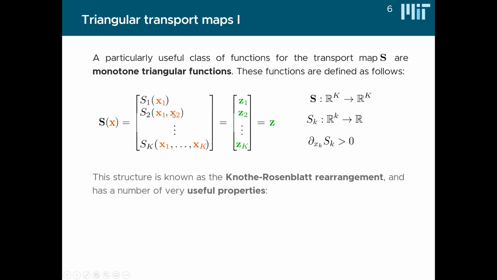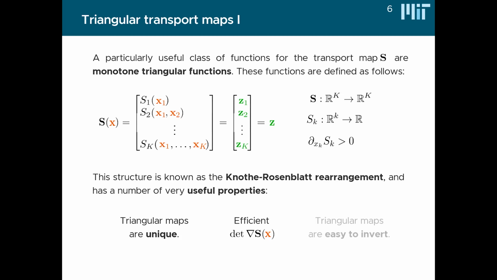And this structure, also known as a Knothe-Rosenblatt rearrangement, has a number of very useful properties for the applications we'll consider in the experimental section later on. First of them, triangular transport maps are actually unique. So between any two given distributions, there's exactly one map which maps from one to the other for a given parameterization. A second advantage is that these triangular transport maps make it very easy to evaluate the determinant of a map's Jacobian as the product of its diagonal entries. This becomes very relevant later on when we get to optimization. And the third really interesting property is that triangular transport maps are very easy to invert. We will see why in a little bit.